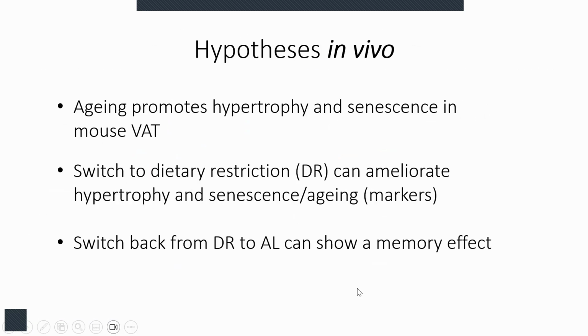Oh, sorry. So our hypothesis for the in vivo part was that aging promotes hypertrophy and senescence in mouse visceral adipose tissue. And we also hypothesized that switching from normal ad libitum feeding to dietary restriction can ameliorate hypertrophy and senescence and/or aging markers. And we also performed a switchback from dietary restriction to ad libitum feeding in order to see whether there is a kind of memory effect.